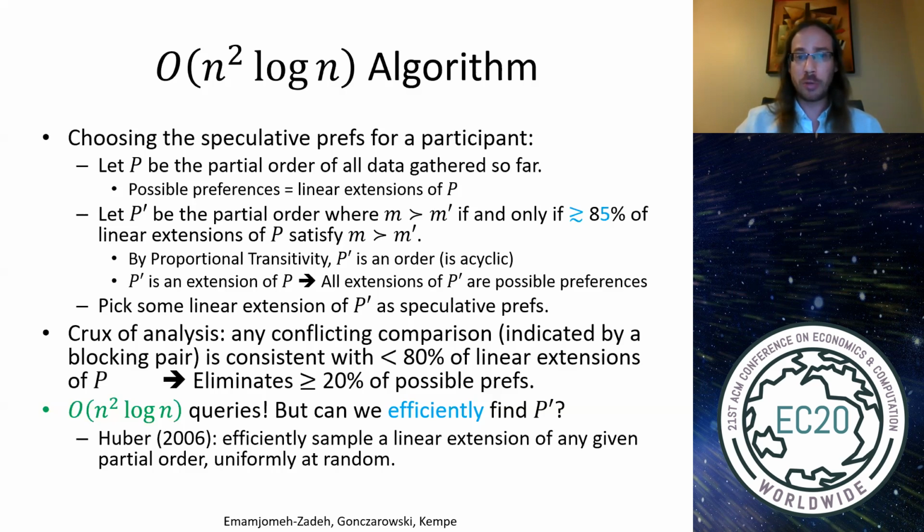So by proportional transitivity, P prime is still acyclic with high probability, because thinking that it's more than 85% and eventually having it less than 80% is quite unlikely. And for the same reason, it's consistent. Any conflicting comparison is consistent with less than 90% of linear extensions of P with high probability, so it eliminates at least 10%. So we're back in business, and yes, we can make this efficient.